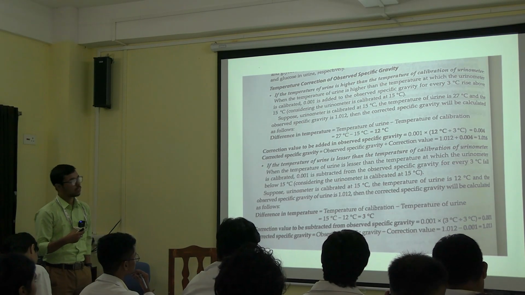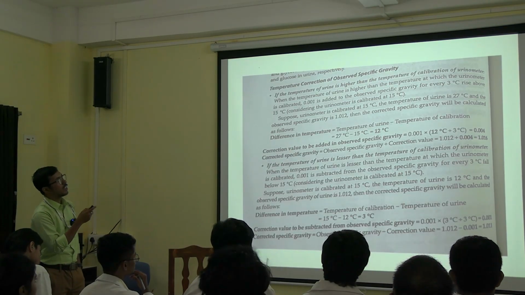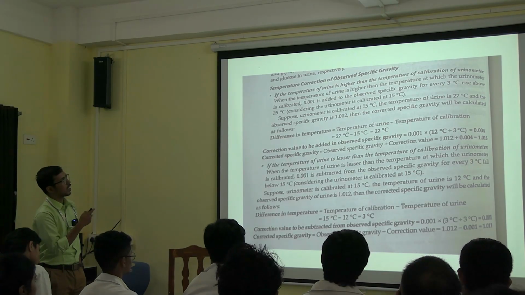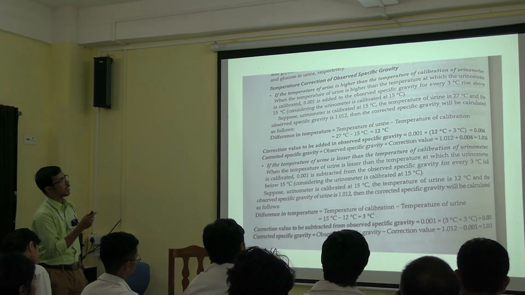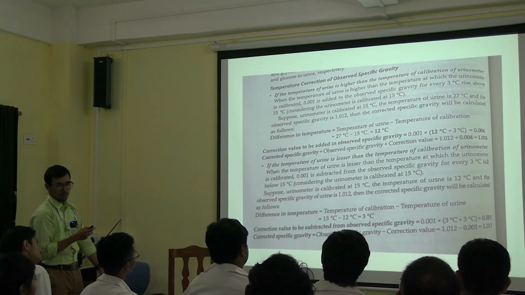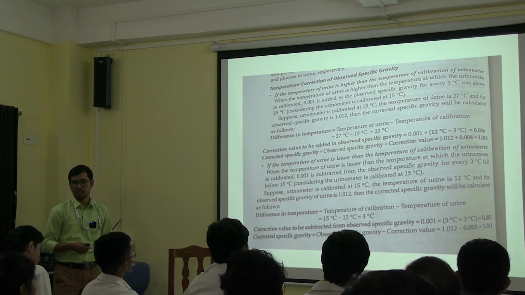From previously it is calibrated. So when the temperature of urine is higher than the temperature at which the urinometer is calibrated, 0.01 is added to the observed specific gravity for every 3 degree rise above 15 degrees centigrade. So considering that the urinometer is calibrated at 15 degrees centigrade.